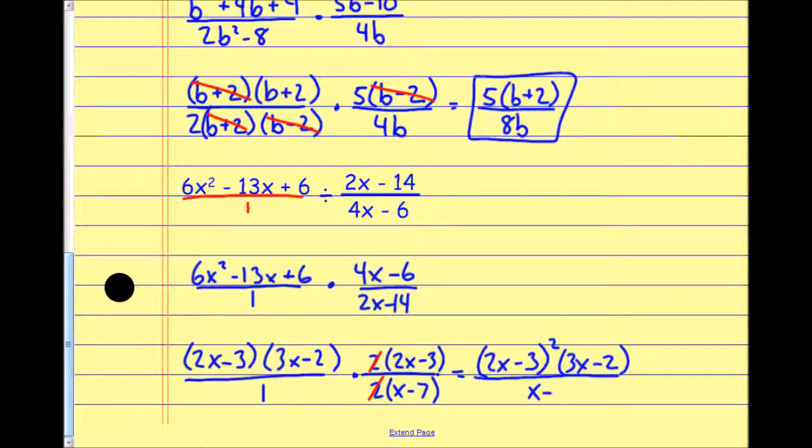All right. So in this particular example, not much canceled out, but that's just the way it goes sometimes. Okay, we factor it, see what cancels out, and then go from there. And we're going to leave this in factored form. It's far easier to do it that way.